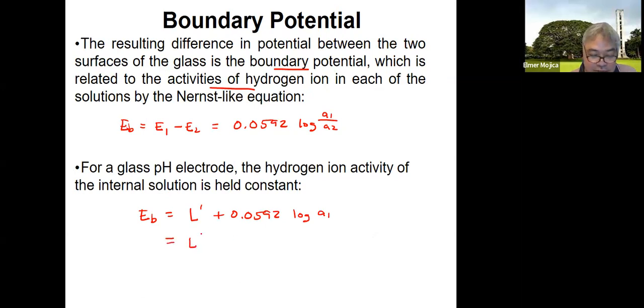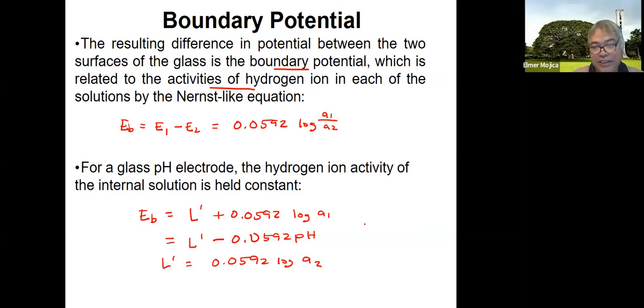Or we could say L is equal to 0.0592 pH, or L is just equal to 0.0592 log of A. And the boundary potential is then a measure of the hydrogen activity of the external solution, which is your A1. So that's the boundary potential.